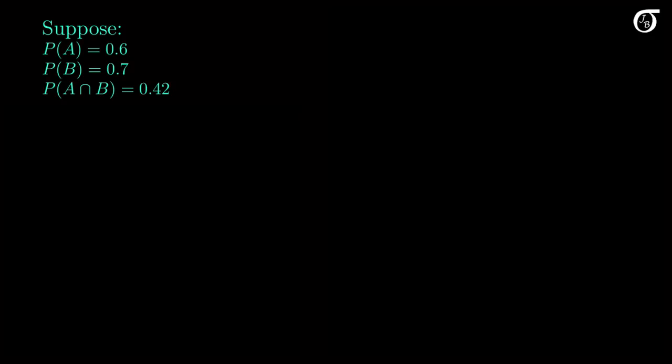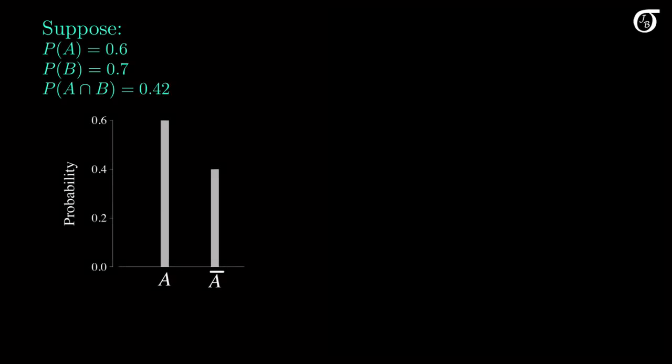Suppose we have this scenario, where the probability of A is 0.6, the probability of B is 0.7, and the probability of the intersection of A and B is 0.42. So A and B are independent here, since the probability of the intersection is equal to the product of the individual probabilities. Now let's draw a bar plot where the heights of the bars represent the probabilities of A and A complement, which, in this situation, are 0.6 and 0.4. Now I'm going to divide those bars, illustrating the probabilities associated with B and B complement along with A and A complement.